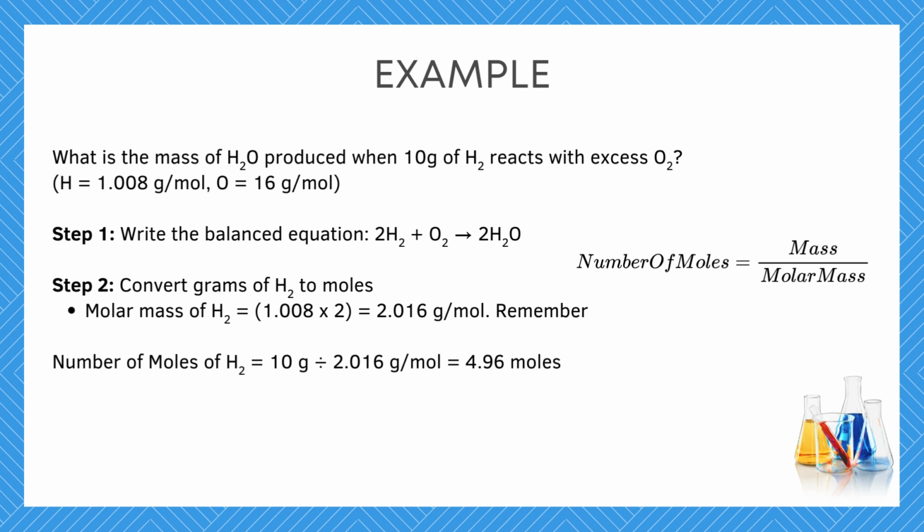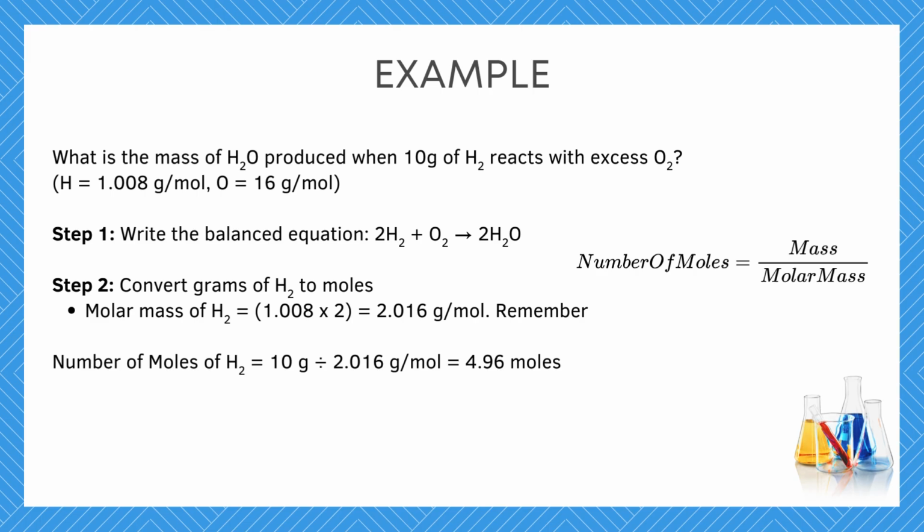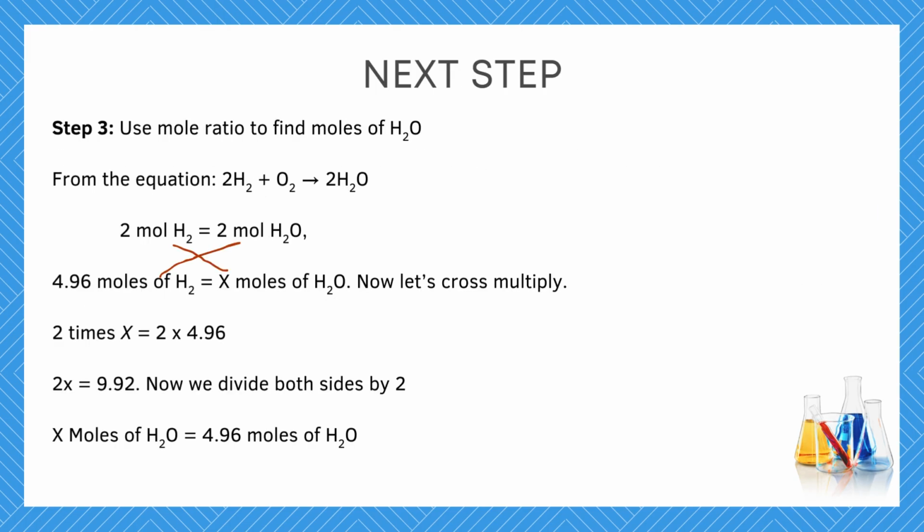Now, to convert it into number of moles, remember number of moles is equal to mass divided by molar mass. What is the mass? 10 grams. What is the molar mass? 2.016 grams per mole. So when we divide it, we have 4.96 moles. I hope you're following all the steps that I'm taking. Now, this step 3 says use the mole ratio to find moles of desired substance and then convert moles back to mass. So let's check out step 3.